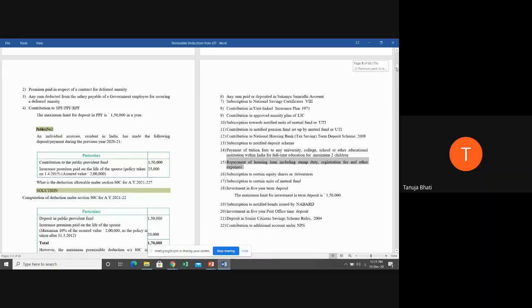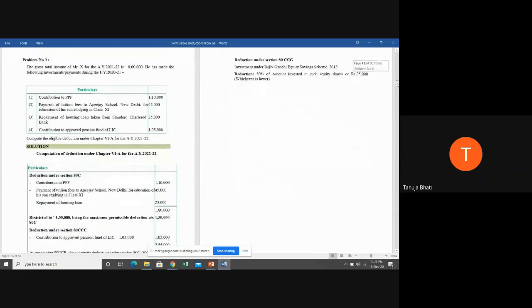So will this come under section 80C? Yes, ma'am. Okay. Next, contribution to approved pension fund of LIC. Students, tell me under which section it will come. Will it come under section 80C, 80CCC, 80CCD or 80CCE?